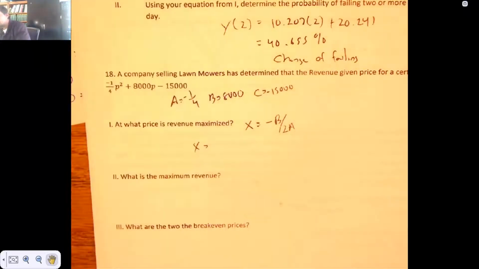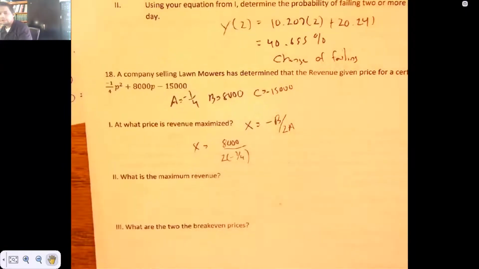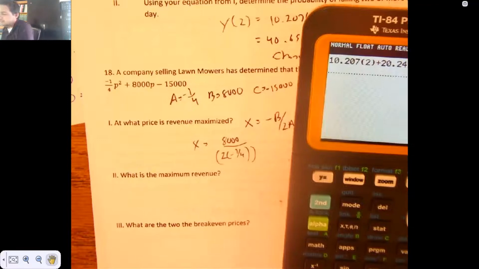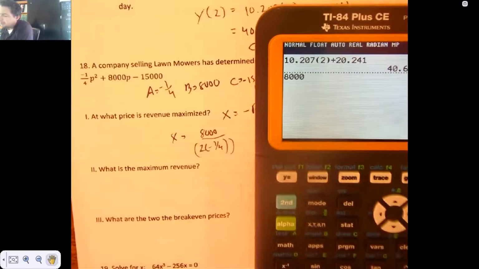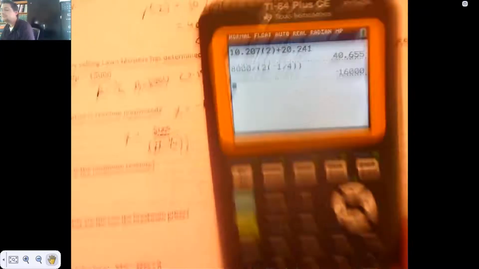So I'd have opposite B, which is 8,000. I would divide that by twice a negative 1/4. And boy, that's going to throw a lot of y'all off in a calculator. You got to do it like this. I'll show you 2 ways. One way is to make sure you use your parentheses right. It's one of my commandments in math: always wrap 2 or more things. That'll give you the right answer. Okay, negative 16,000.